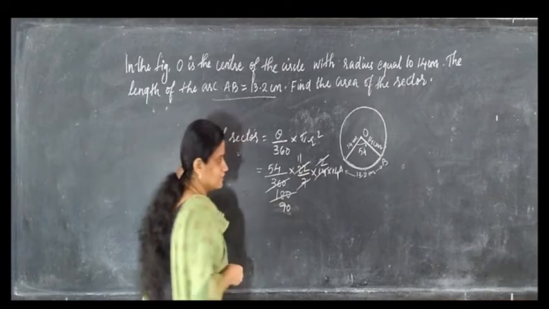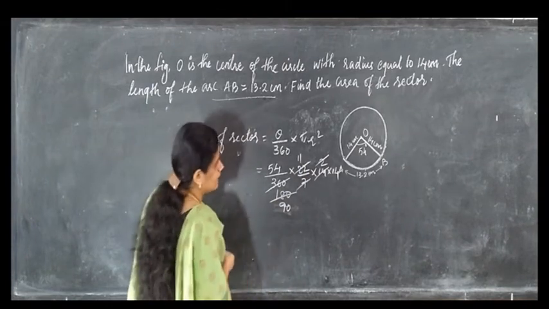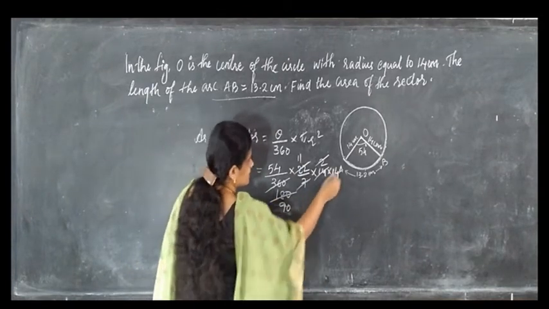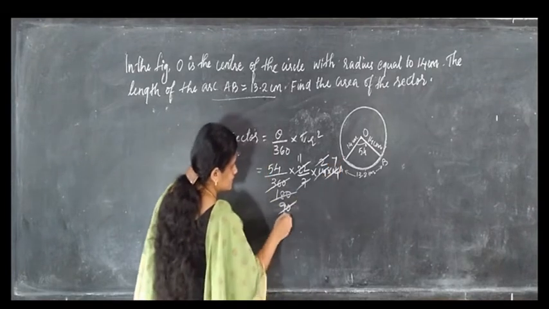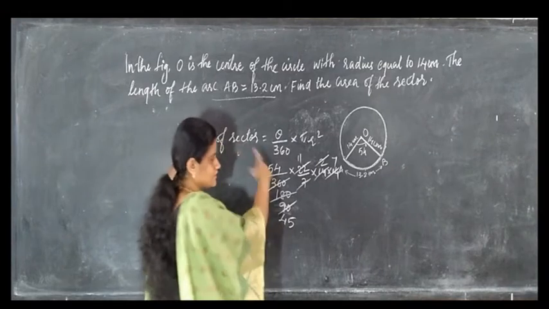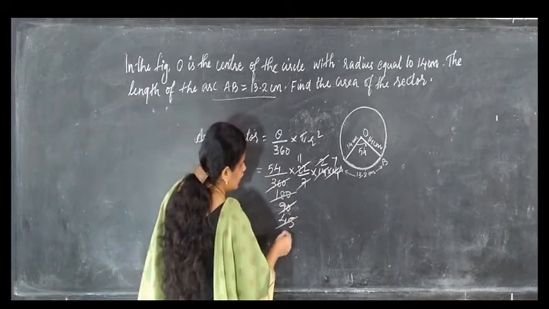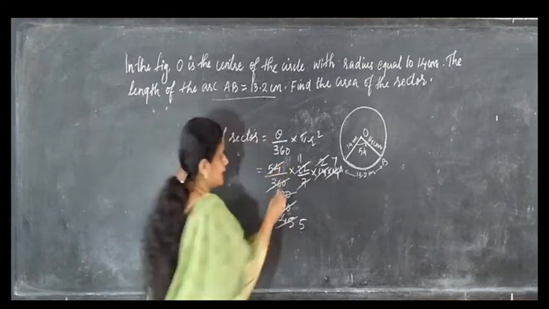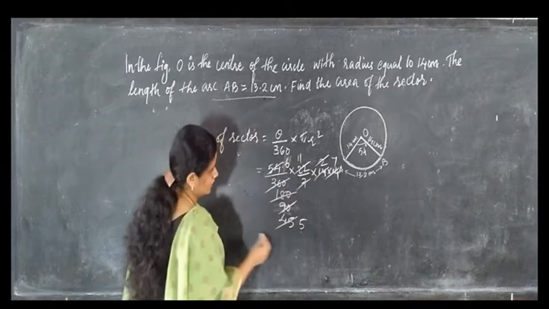90, 11. Again, can we cancel? Yes. 14, 7 times here. 45. Again 45 and 54. Can we cancel? Yes. How many times? 5 and 6. Okay, now it is over.